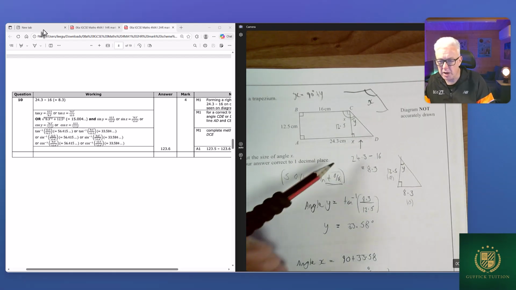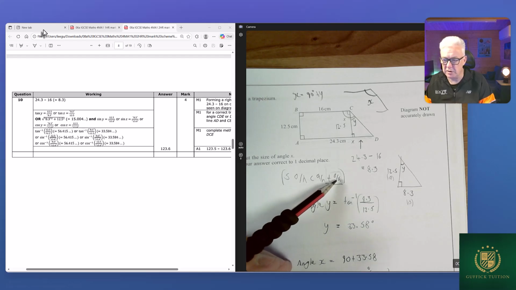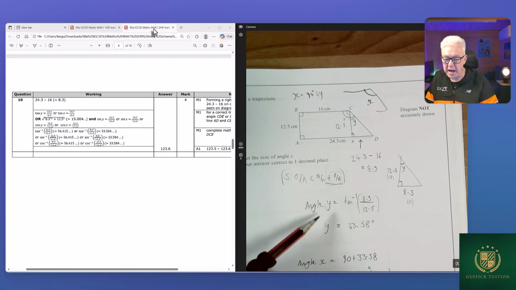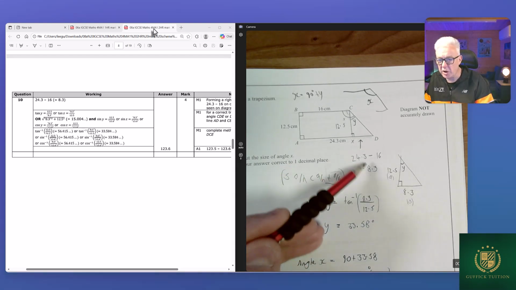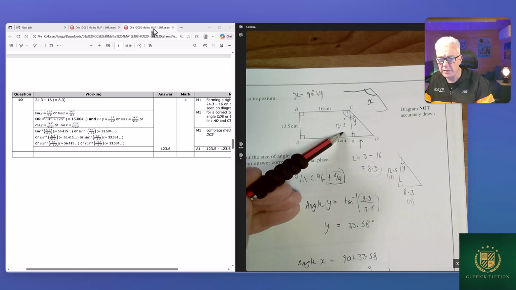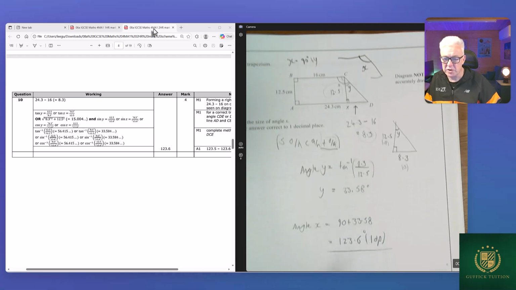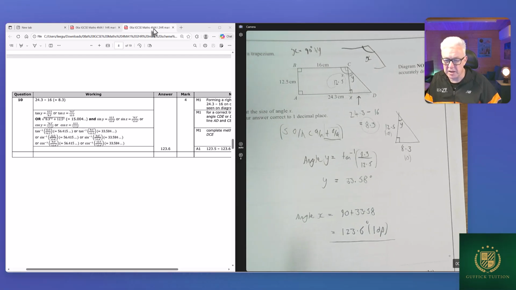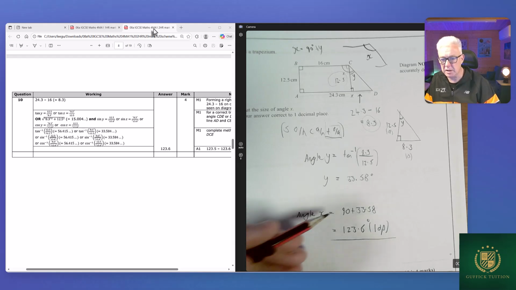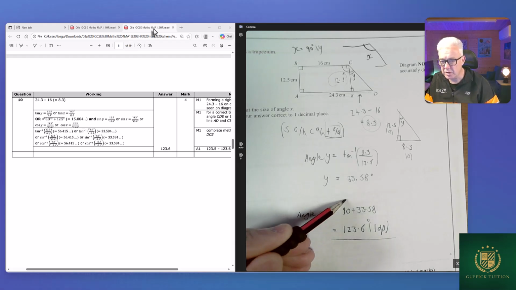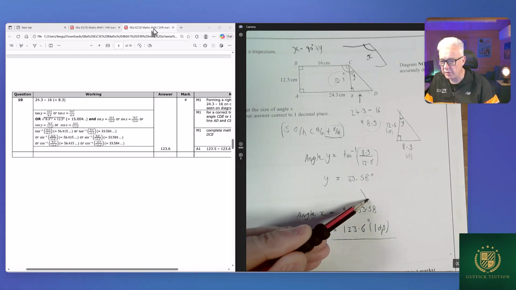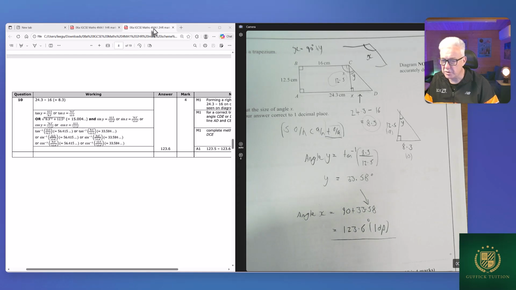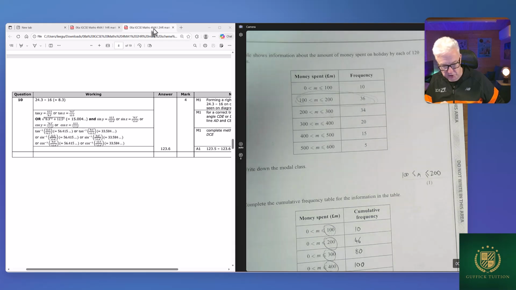So in SOHCAHTOA, that is going to be tan is opposite over adjacent. So we're going to be using the TOA bit in that one. So therefore, the angle Y is going to be inverse tan of the opposite, 8.3, divided by the adjacent, 12.5, which gives us 33.58 degrees. So therefore, as we discussed earlier, the angle X is going to equal 90 degrees, add the angle that we've just found, and that is going to be 123.6 degrees. Perfect, that was quite a nice question there.